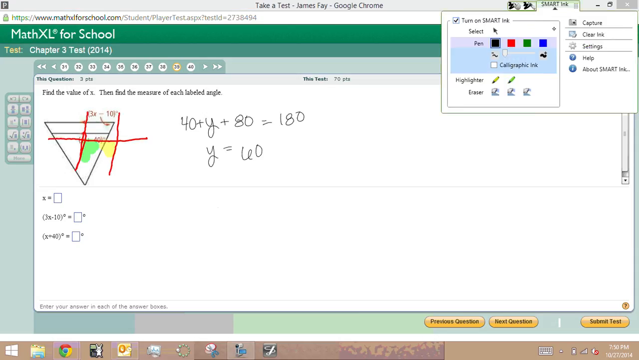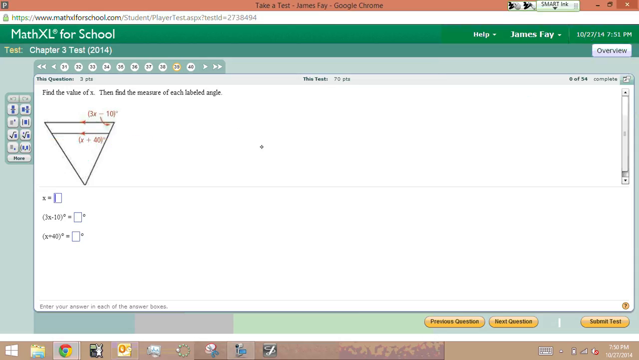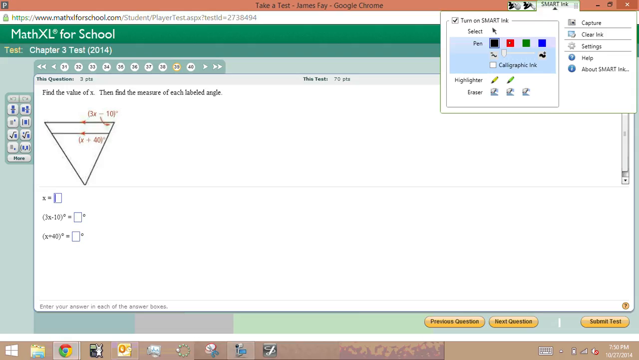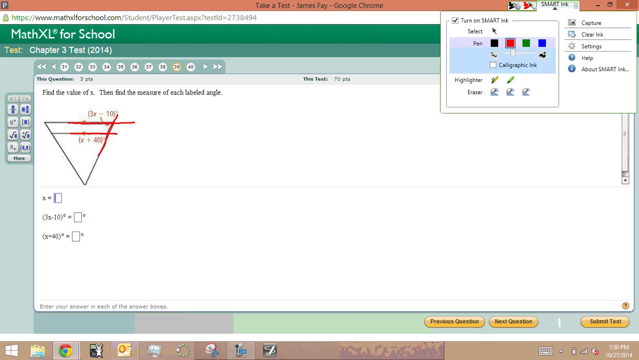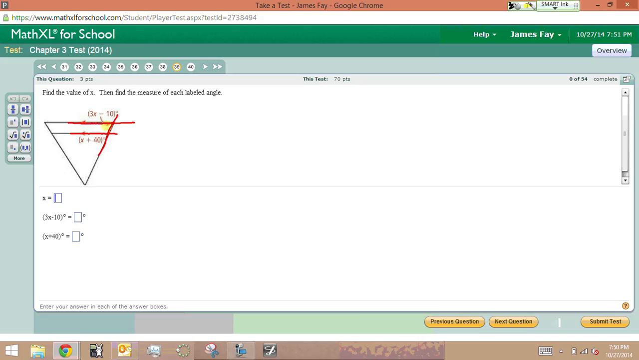Here we saw this question in some of our notes. We have that parallel line cut by that transversal. So that tells us then that the angles that they're referencing here, that angle there and that angle there, are corresponding angles. And if the lines are parallel, corresponding angles are congruent.